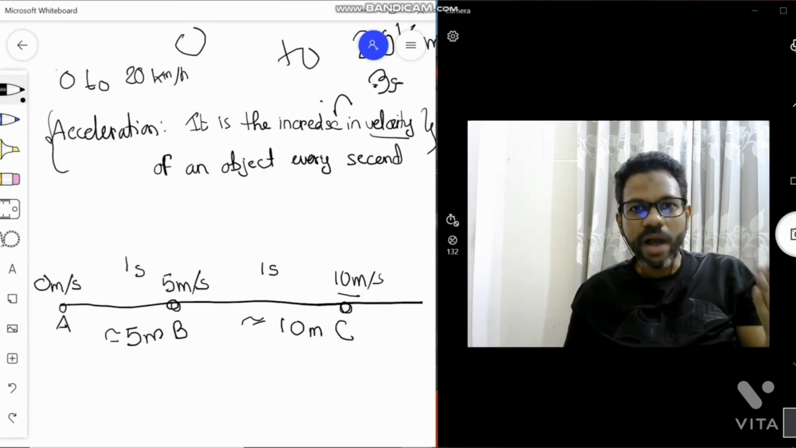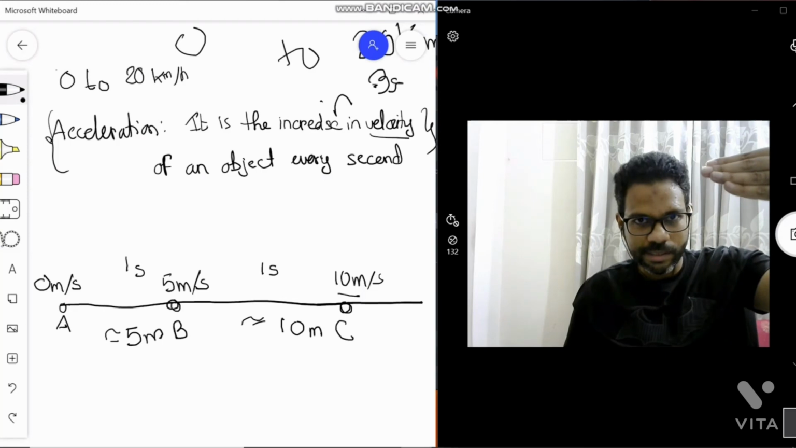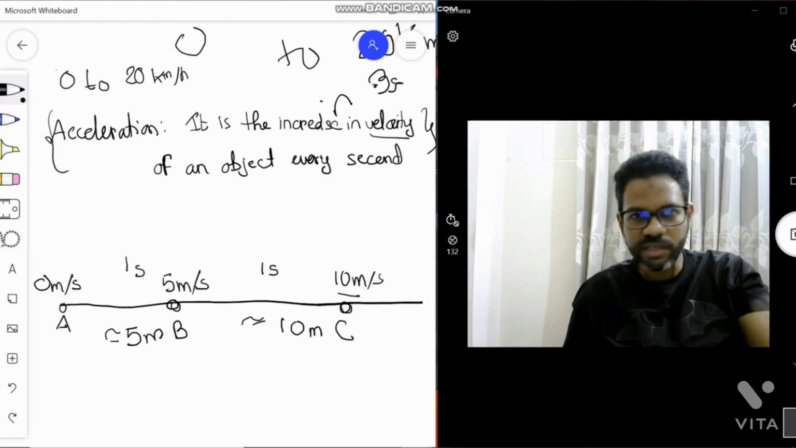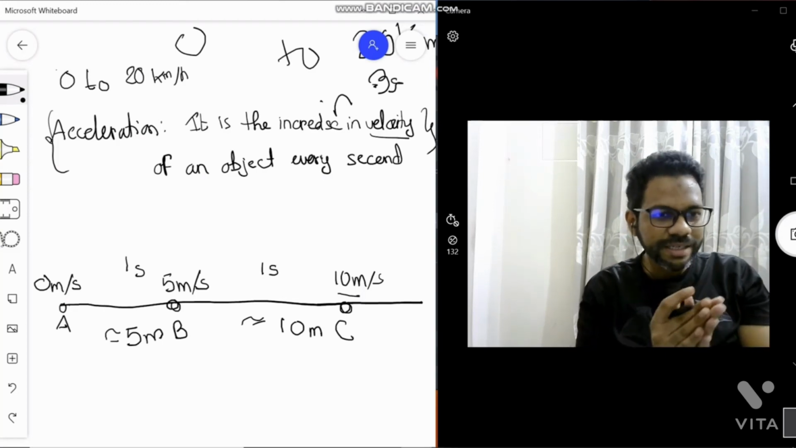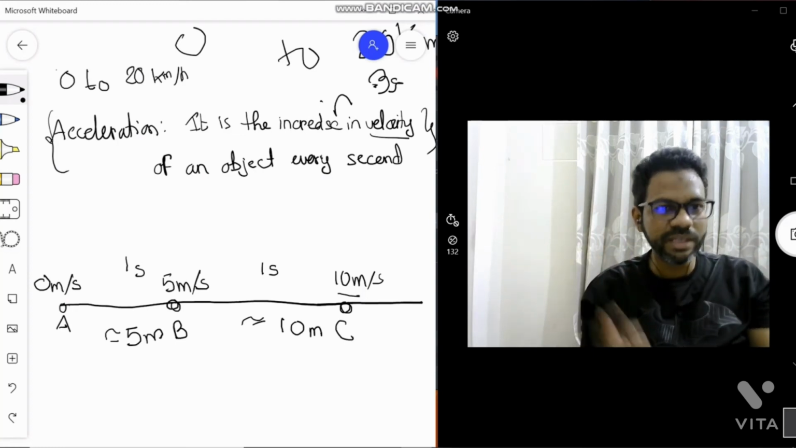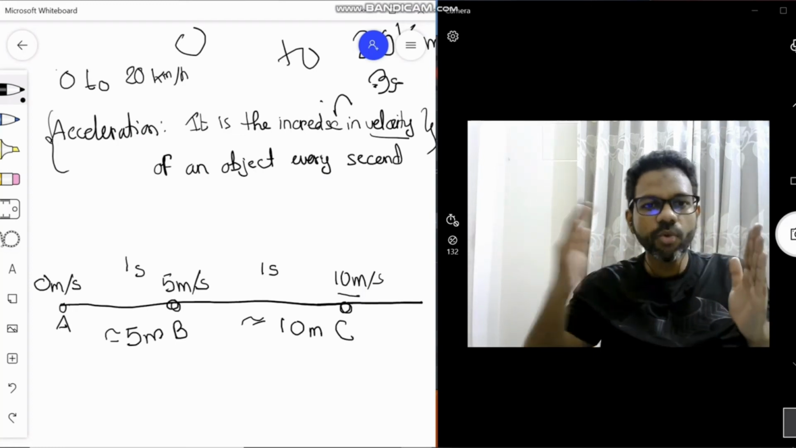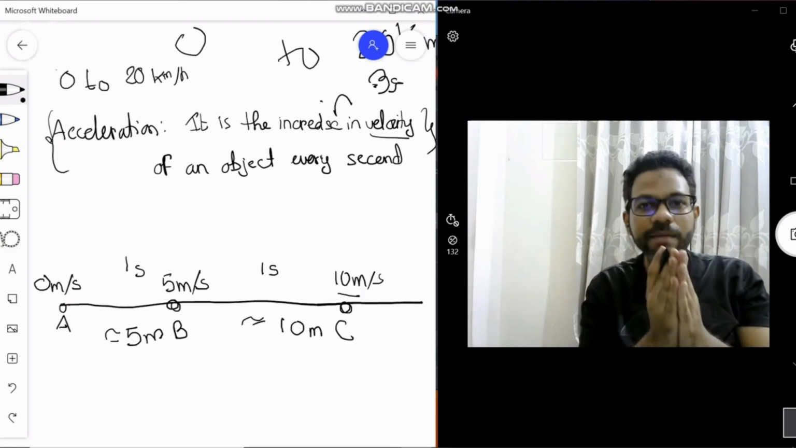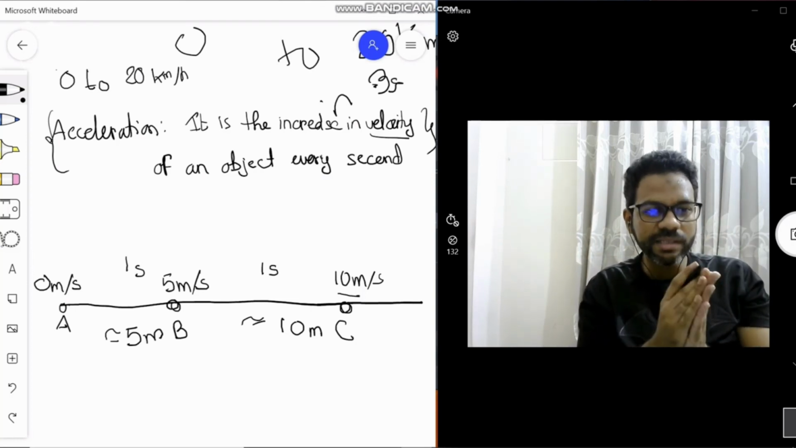So when something accelerates, its velocity increases, right? That's what we have already studied from the definition. Now, if the velocity increases, what change will we observe in its distance? Of course, it's going to cover more distance in the same time period. That is what acceleration means.